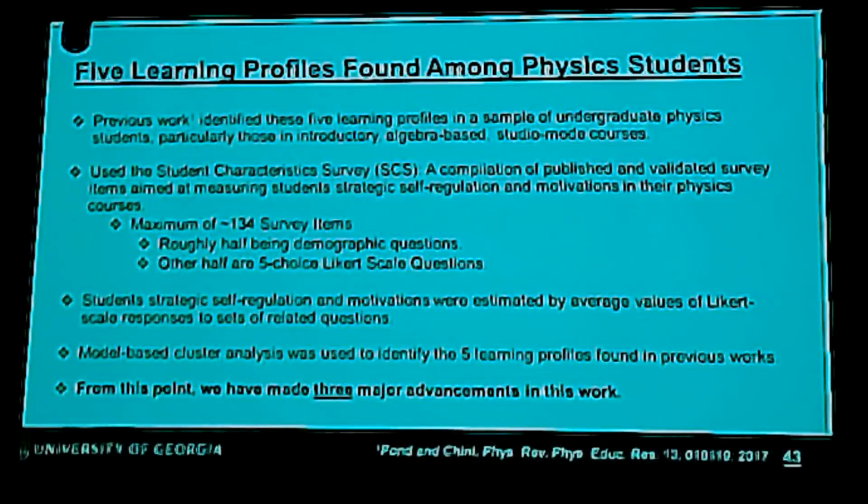So what are some advancements? I'll kind of run through these. Basically what I did at the University of Georgia is made 3 major advancements. The things I wanted to work on: the survey's way too long. It's 134 questions, right? I wanted to make it shorter so in the end game, other instructors can use this in their classrooms. So I didn't want to make it too long. And lastly, I was a little worried about the sample space. We only looked at studio mode algebra-based students, so I wanted to expand that.